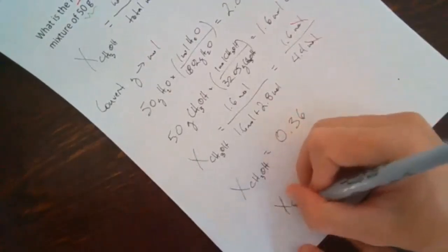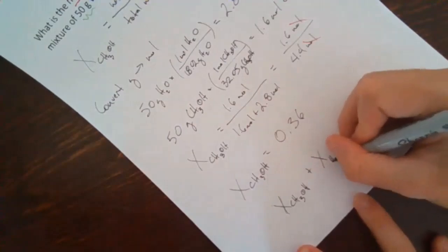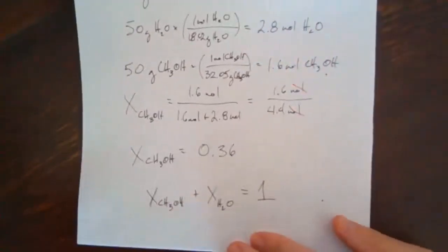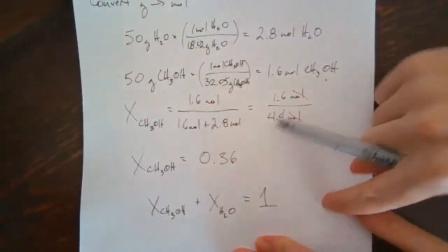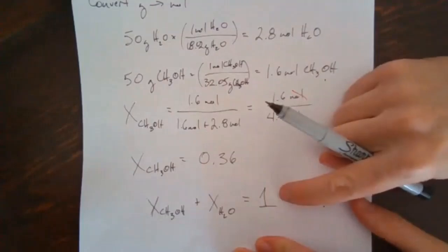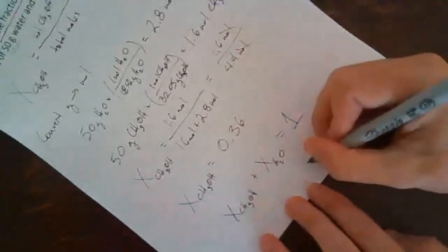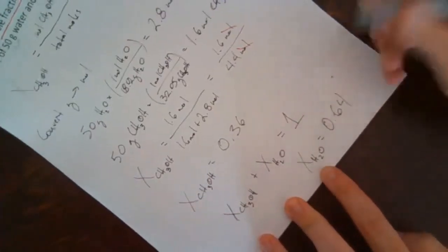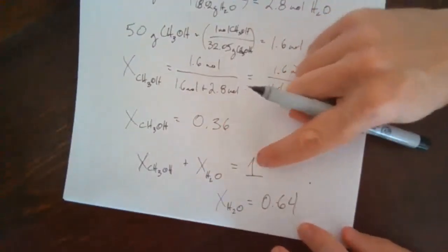The other thing is that the mole fraction of the methanol plus the mole fraction of water has to be equal to 1, because this is a mixture of these two things. If you add up all the mole fractions, they have to equal out to 1. So if we know the mole fraction of this is 0.36, that means we can figure out that the mole fraction of water is equal to 0.64, because 0.36 plus 0.64 is equal to 1.